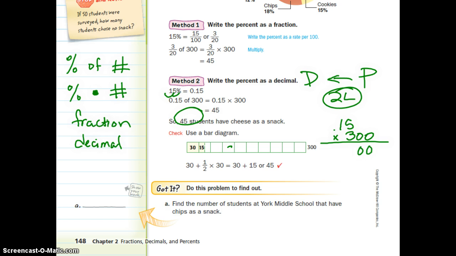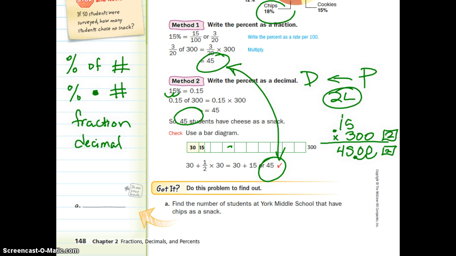I can write it like this, 0, 0. Then 3 times 5 is 15, carry my 1. 3 times 1 is 3 plus 1 is 4. I have a decimal point 2 in, so I have my 2 in a box. I have to do 2 bunny hops, 1, 2, and I get 45. Was that the answer that I got in method 1? Yes, they match.